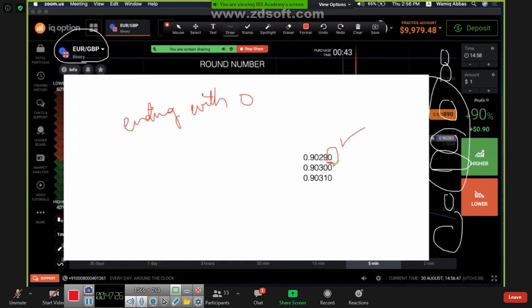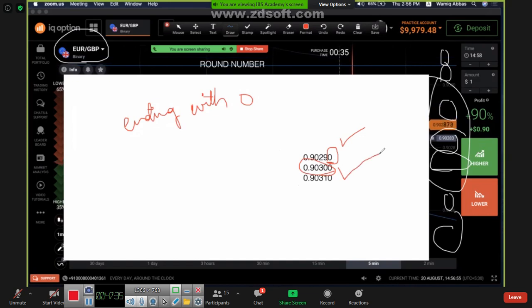If you have a round number with 2 zeros, that will be a little bit stronger round number. Did you understand? Okay. This is a theoretical part. Now, let me tell you, why does the round number work? I'll tell you the logical part now. Why does the round number work, and what is the secret behind it?